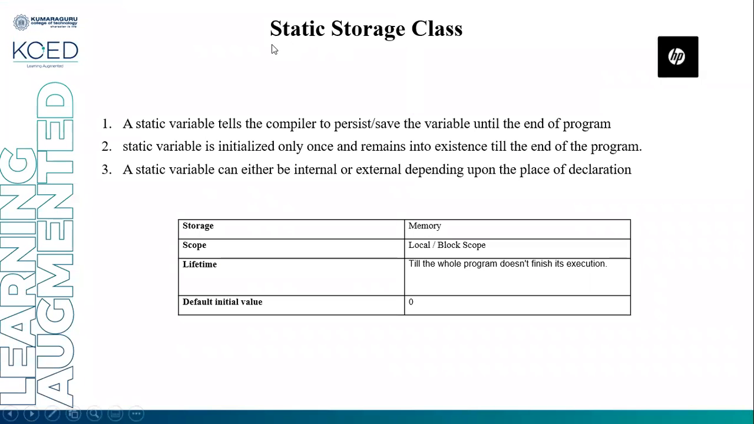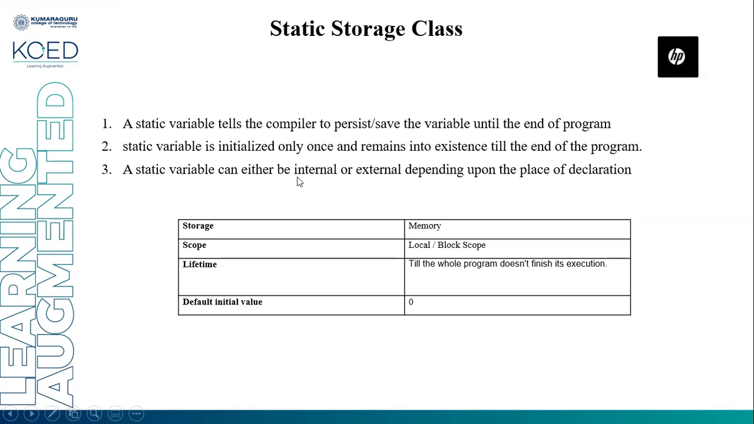The next storage class is the static storage class. The static variable tells the compiler to persistently save the variable until the end of the program, until the program terminates. It will retain its value. A static variable is initialized only once and remains in existence till the end of the program. It will be alive until the end of the program and will retain its values.